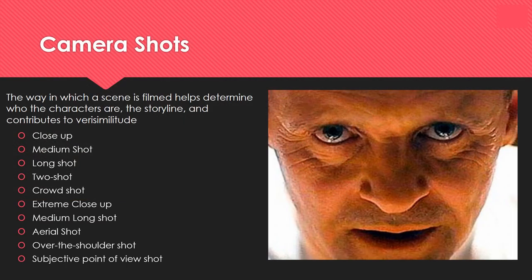So there are some things that you can do with the camera that will really help to add some sort of emphasis, some sort of emotion or effect on the audience. The camera shots or the camera angles, the way in which a scene is filmed, helps determine who the characters are. It can help you determine the storyline and what contributes to verisimilitude. In other words, the realism that you can get from the camera angles.